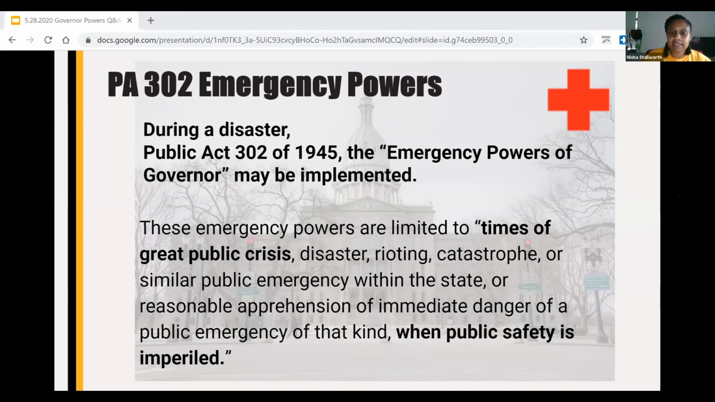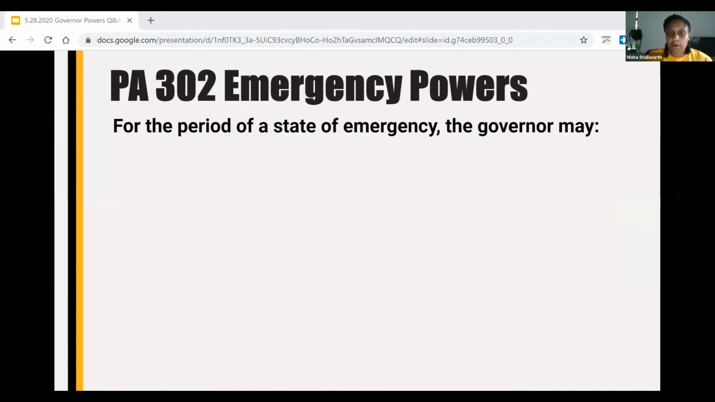And when we think about times of great public crisis, a pandemic, COVID-19 fits within that definition. And therefore, within this law, the executive orders declaring a state of emergency and the emergency powers that we're going to look at here, now the governor is able to utilize.